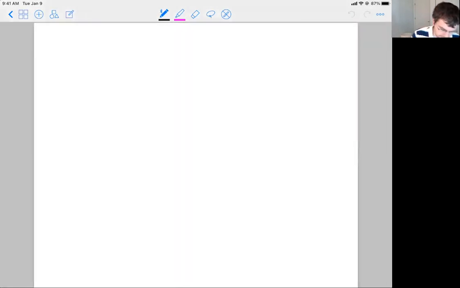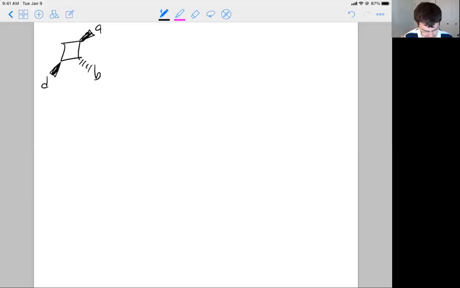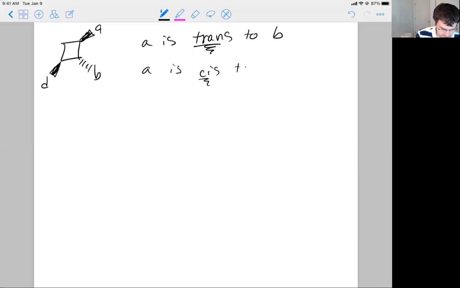Okay, so let's pick another example. Let's say we've got a four-membered ring. We've got A, B, and D, and I have wedges and dashes written in this arrangement. Since A is a wedge and B is a dash, I would say that A is trans to B, or A and B are trans to each other. A is cis to D, because D and A are both wedges, both pointing on the same face, and B is trans to D.